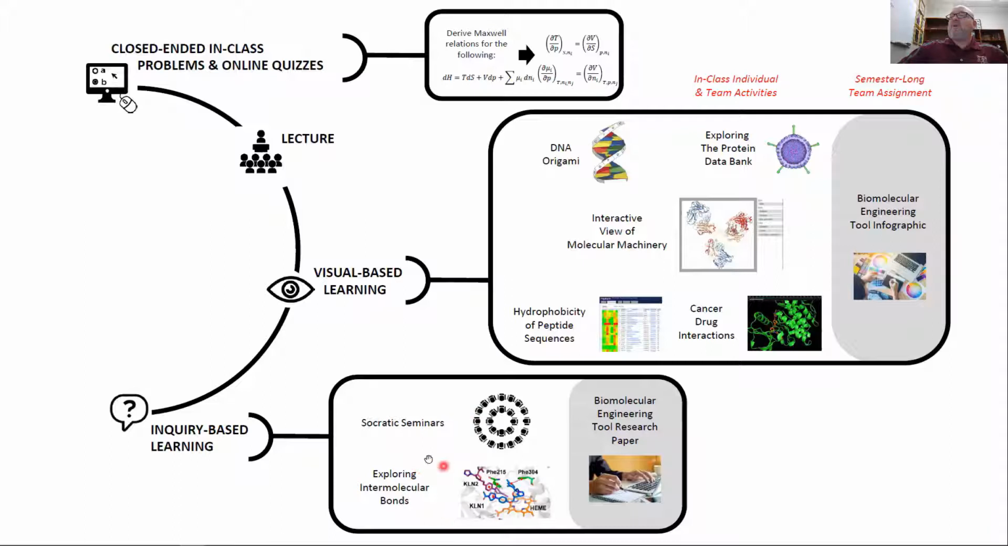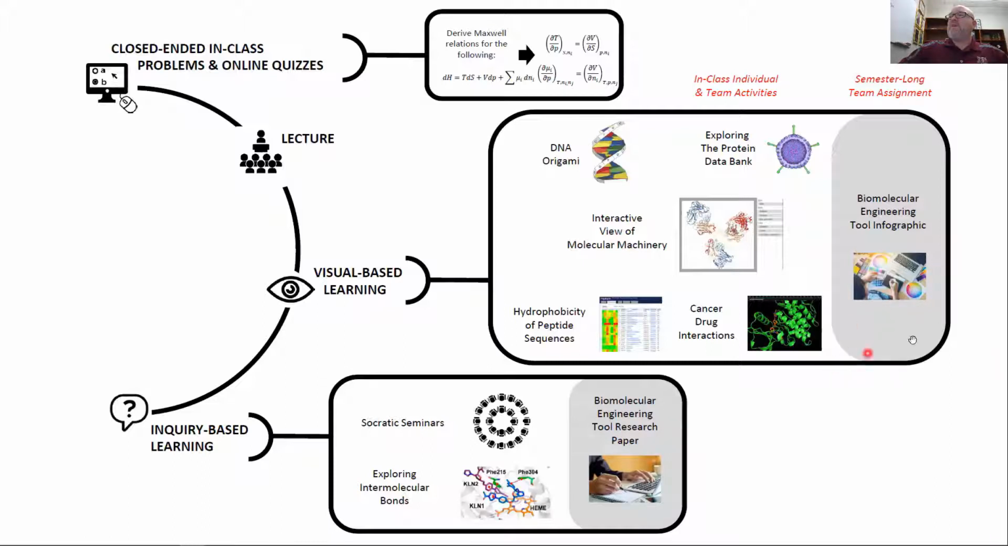And then they also had an assignment in class where they explored intermolecular bonds, where they had class time to research bonds and then present their research in that same class period. So it was a quick research project, understanding how these bonds work among the 12 different bonds that we talked about. And the team assignment was a link to the tool infographic.